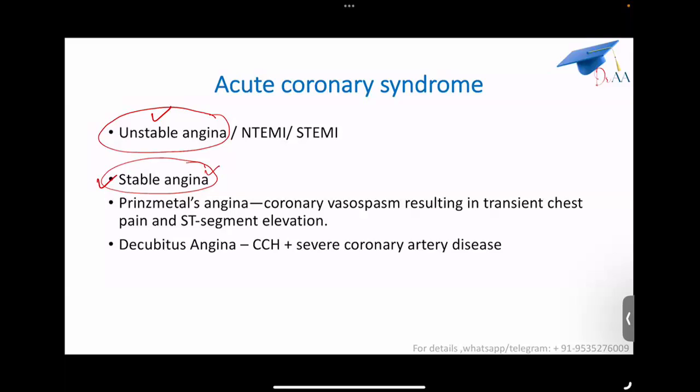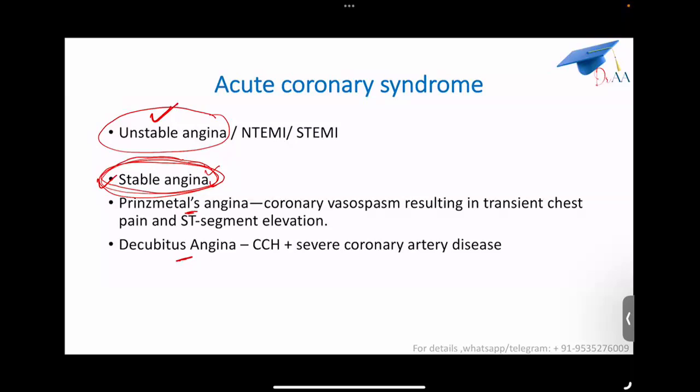Unstable angina has similar symptoms, but now they are appearing at rest. Or now he's walking for 100 meters, he starts having the symptoms, but even when he takes rest, the symptoms are not going away. That means it is an unstable angina. So that's the difference. If symptoms go away on taking rest, and they appear only on exertion, then we call it a stable angina.